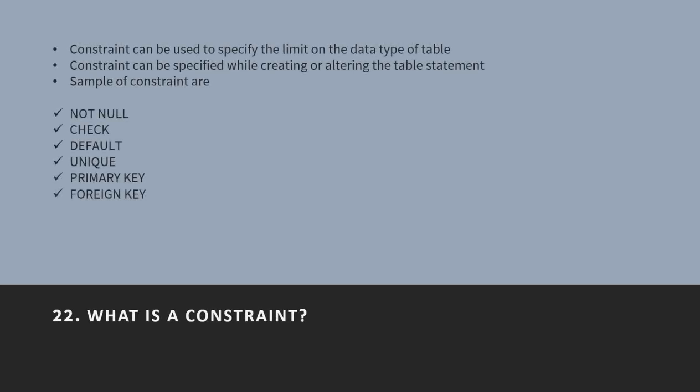What is a constraint? A constraint can be used to specify the limit on the data type of a table. Constraints can be specified while creating or altering the table. Samples of constraints are NOT NULL, CHECK, DEFAULT, UNIQUE, PRIMARY KEY, and FOREIGN KEY.